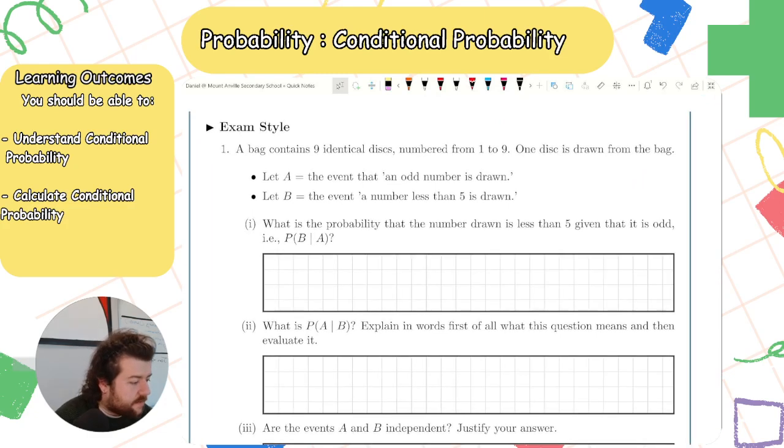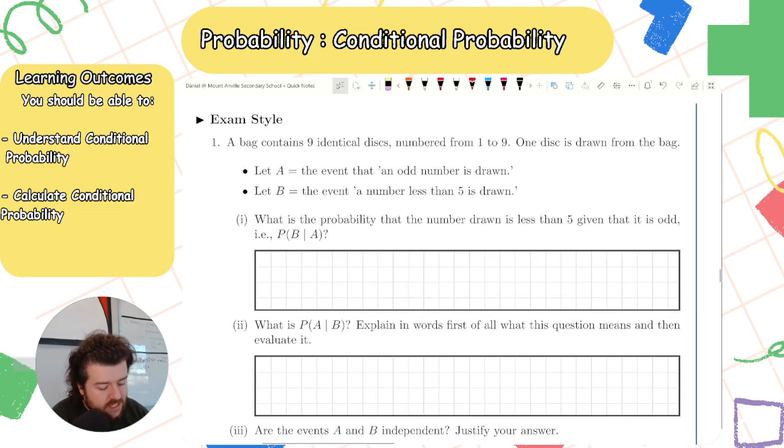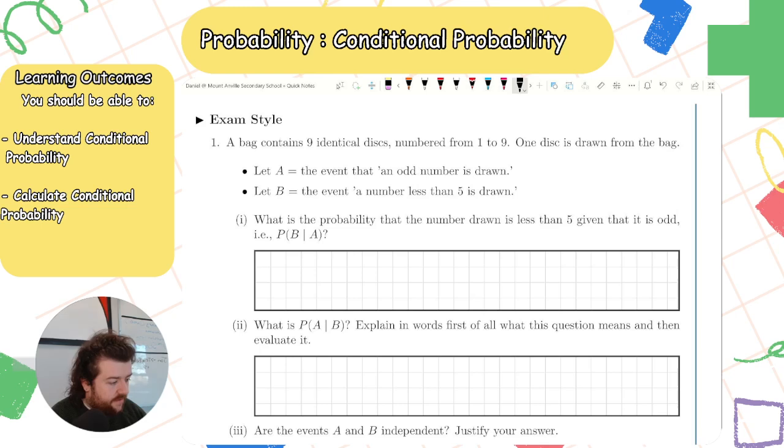Right, let's just look at some quick questions here. So, a bag contains 9 identical discs numbered 1 to 9. One disc is drawn from the bag. Let A be the event that an odd number is drawn, and let B be the event a number less than 5 is drawn. What's the probability that a number is drawn less than 5 given that it is odd? B given A, probability B intersection A over probability A. So I'll calculate the probabilities now.